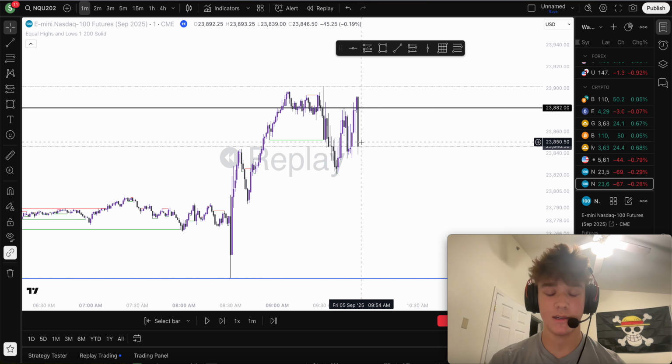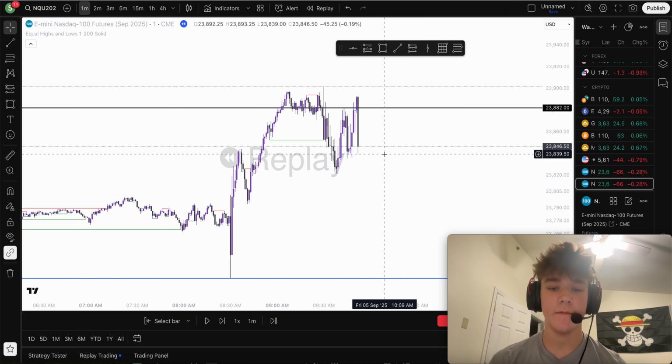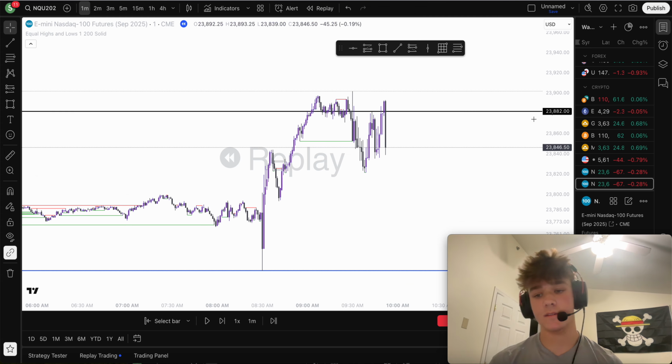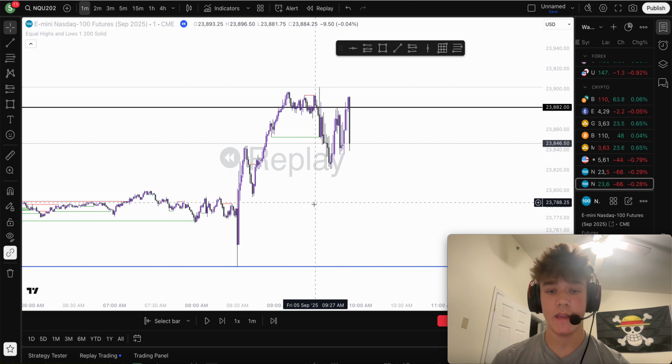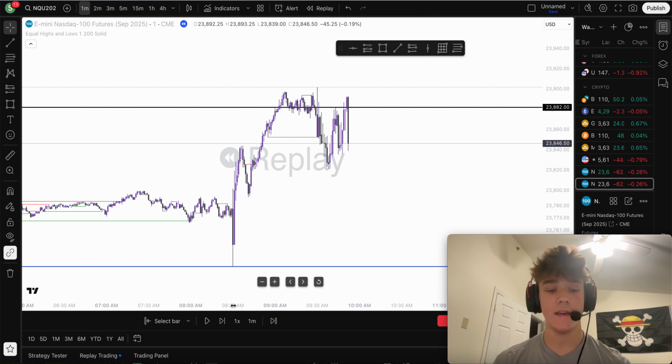It wasn't really small. I lost like 500. I usually risk like 600, so sort of a small loss. But yeah, I'm disappointed in myself. Should not have taken this, but I didn't take any trades on my Top Step.